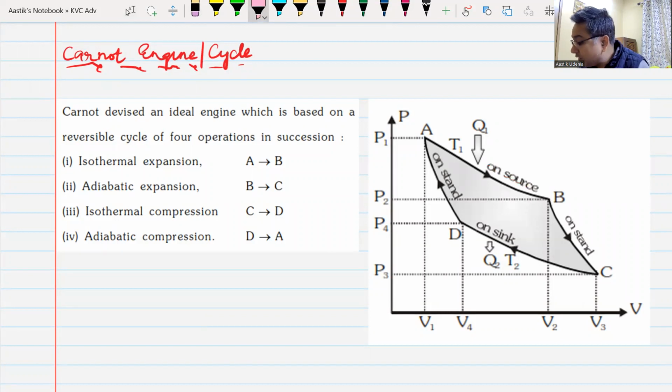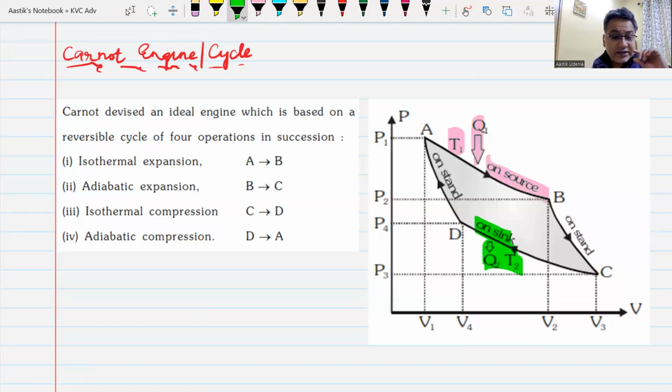It works between two temperatures, T1, which is known as the temperature of the source, where heat is given in to the system. Then there is one which is known as the sink. T2 is the temperature of the sink from where heat is given out. Heat giving in or given out is an isothermal process. This is an ideal cycle. The efficiency of this Carnot cycle is maximum, and that is 1 minus T2 by T1.